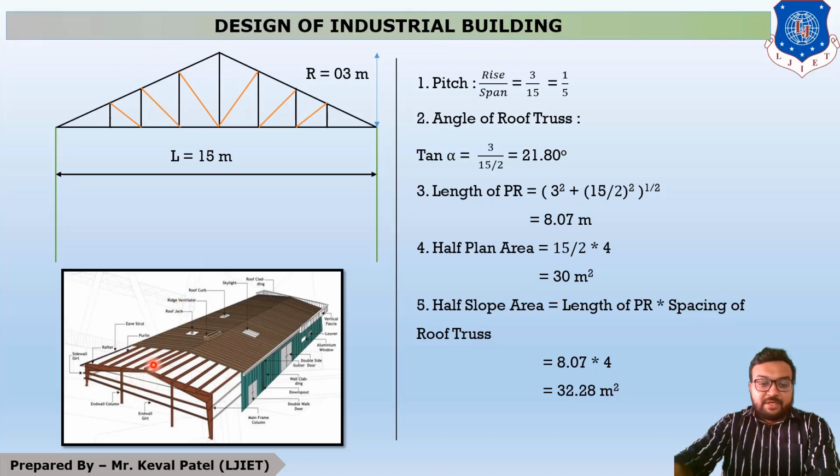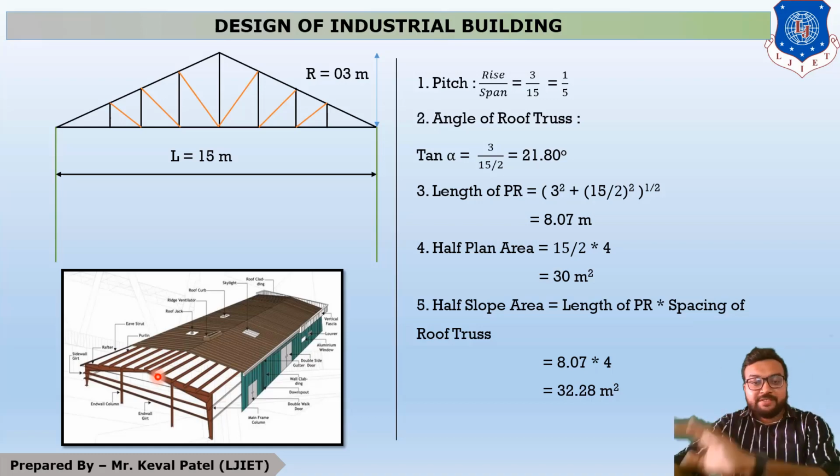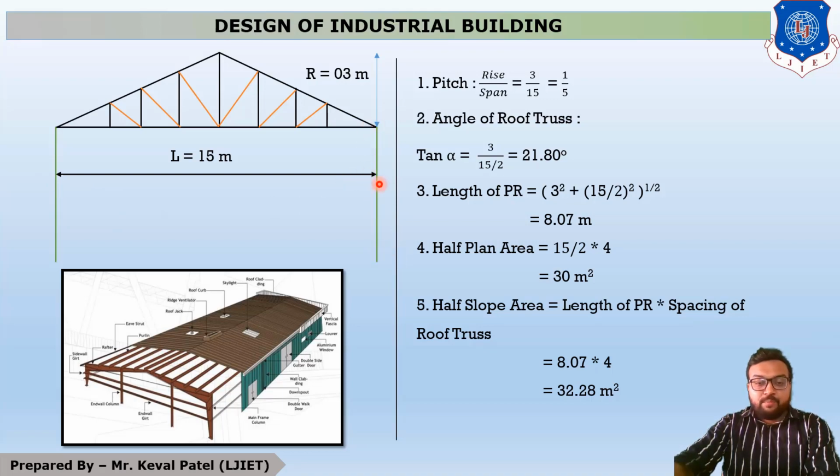You can see one panel point at this point, and one panel point at this point. There are two panel points over here, one for the left side and one for the right side. As per the data given, our span of the truss is 15 meter, so this length is 15 meter. Height of column from ground level is 20 meter. Rise is 3 meter. So now, as discussed earlier, our first step is to find out preliminary dimensions.